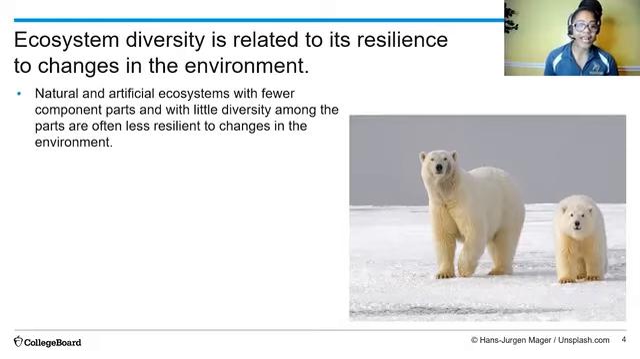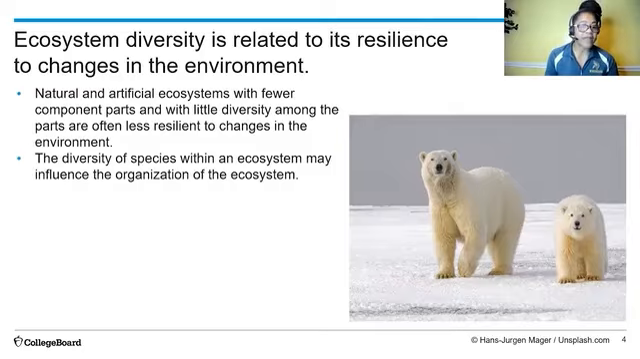And that would be the same for naturally occurring ecosystems like the one pictured here or artificial ecosystems. The diversity of species within an ecosystem may influence the organization of that ecosystem. What we mean by that is, how many producers do we have? How many consumers do we have? All of that will depend on how the populations interact. Obviously, if we only have one key producer in the environment, then all of the consumers will have to access, in one way or another, that sole producer. And that will definitely be structured very differently than an environment that has lots and lots of different producers or consumers.